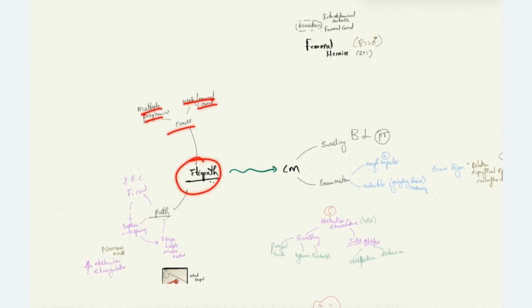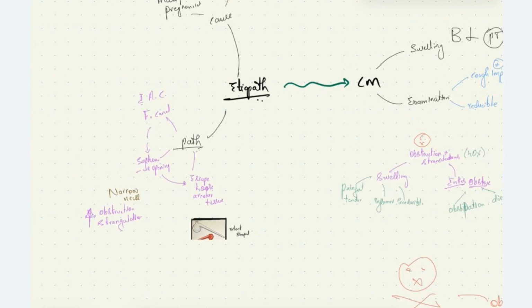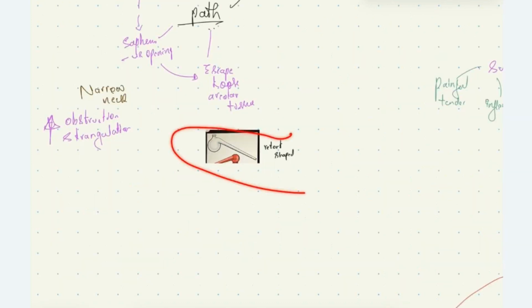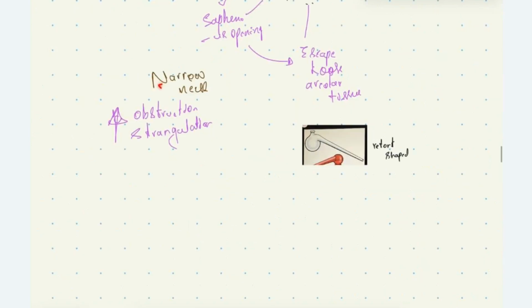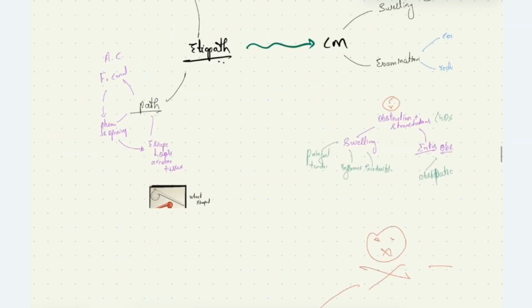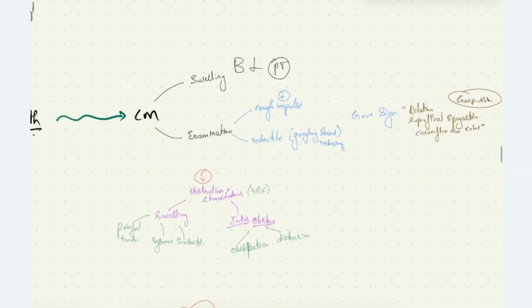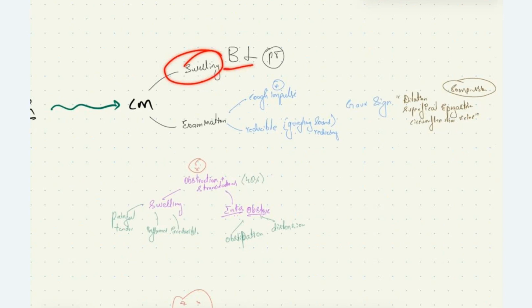The hernial sac starts from the femoral ring, descends downwards to the saphenous opening, and then it escapes to loose areolar tissue. It characteristically has the retort shape, which is this shape. It has a narrow neck, so it is more prone to obstruction and strangulation. The patient presents with swelling below and lateral to the pubic tubercle.